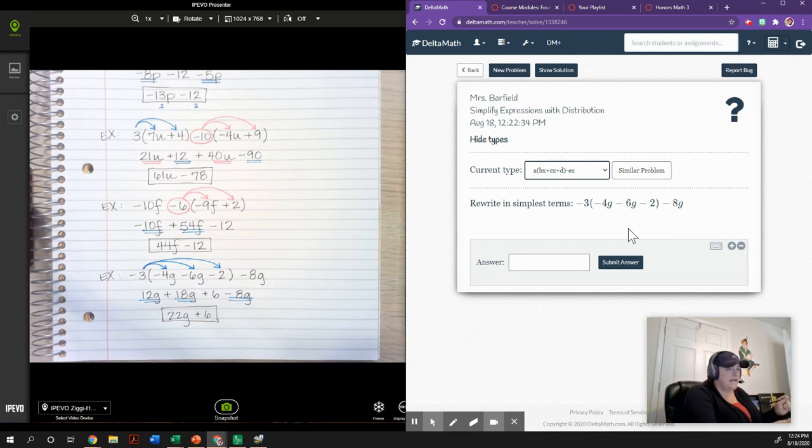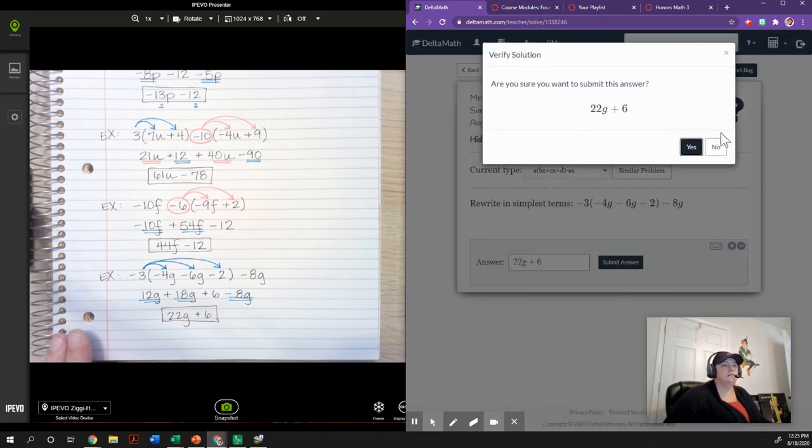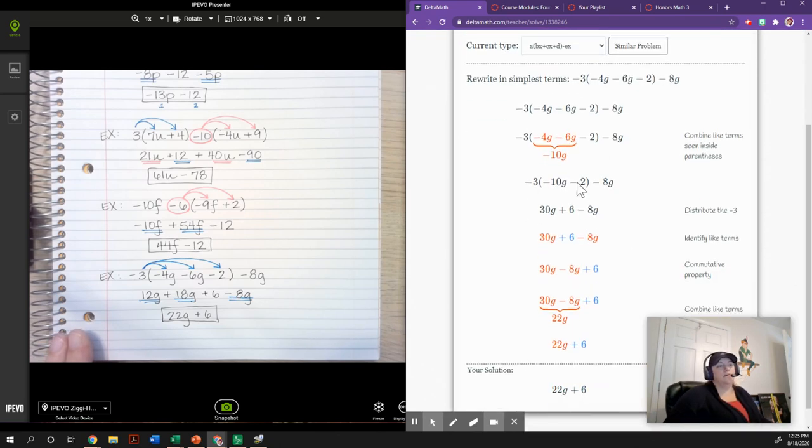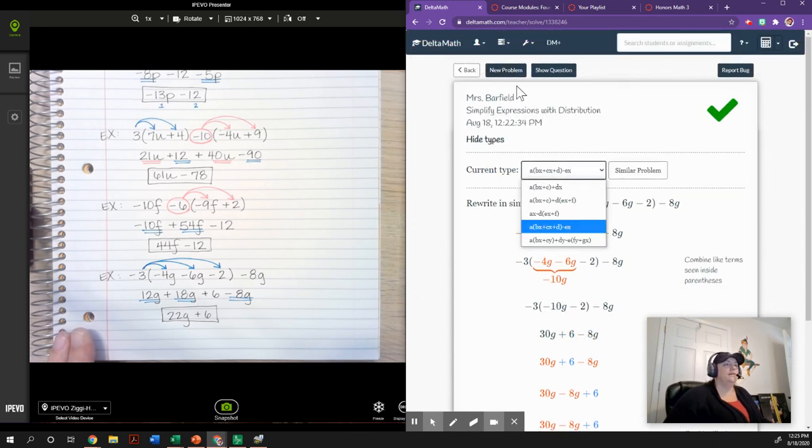Think of it as animals. So if G is for goats, and 6 is for pick any different animal, because you don't even have a variable to pick from. You could say that 22 is goats and this is 6 trees, since it's not an animal. You're not going to add your goats and your trees. These are different, which means they stay separate. All right, so 22G plus 6. Yes, and there we go. And Delta Math brought in the other version. So if you saw that, you're like, can I do that? Yeah, you can. All right, new problem.